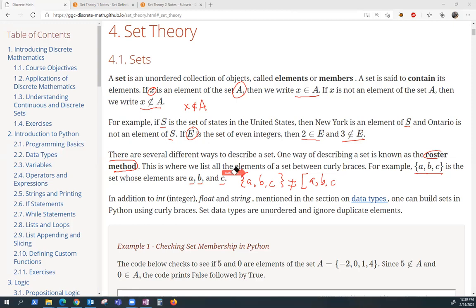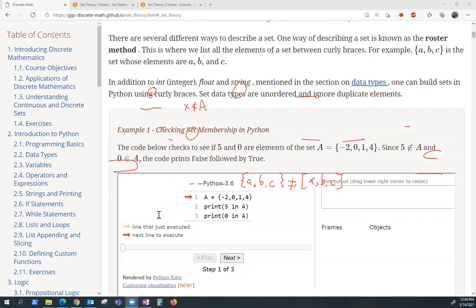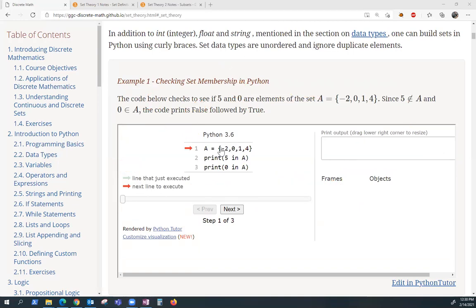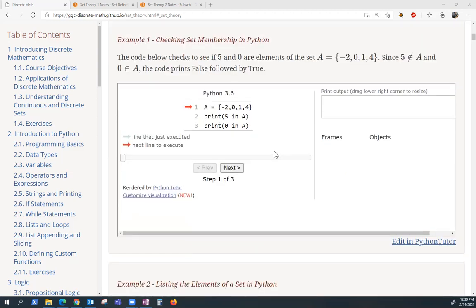Okay, now moving on. In Python, we actually do have a data type of set. So in addition to the data types we talked about before, like integer, float, string, Boolean, we do have a data type of set in Python. And the way that we write it is just with those aforementioned curly braces. So here's a little thing in Python Tutor. I'm going to define the set A to be the set containing these elements. So curly braces and then the roster method. And then we're going to do some print statements to see if A is in there and to see if 0 is in there. So first of all, I'll define A to be this set.